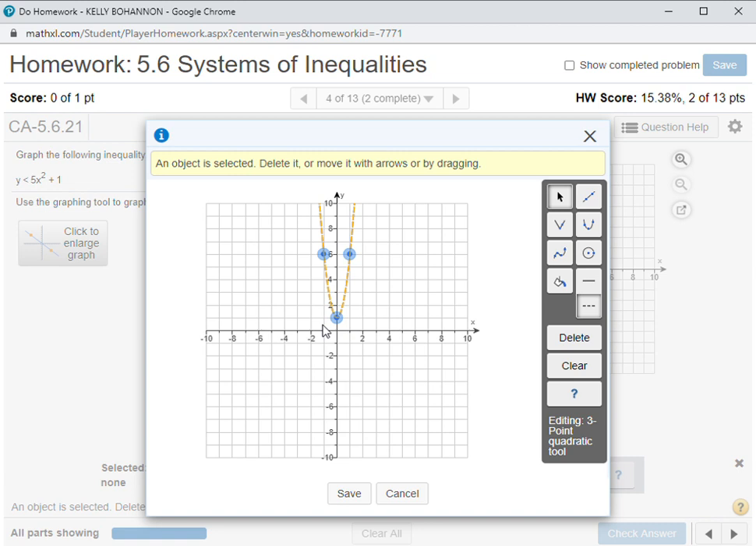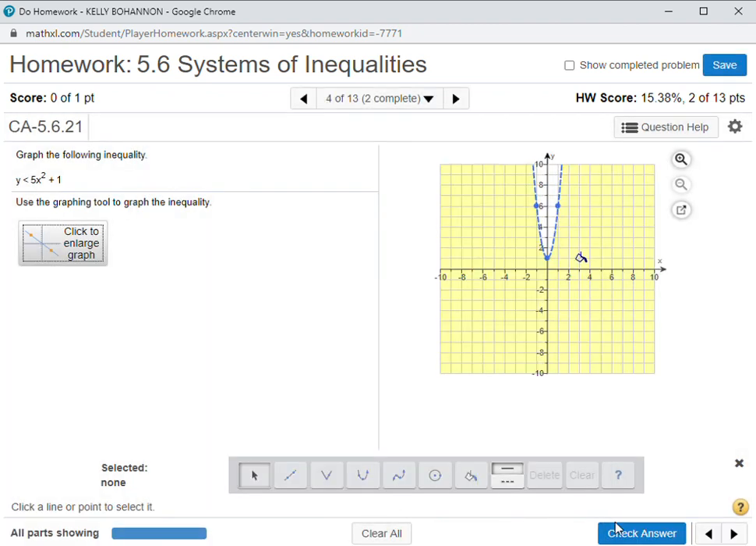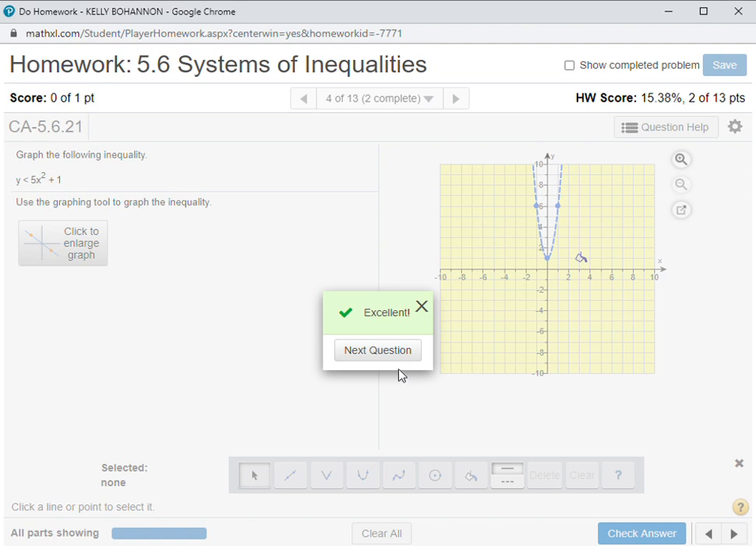Now we have to figure out where we're shading. So again, I'm going to test 0, 0. So I'm going to plug 0 in for y and 0 in for x. So 0 is less than 0 plus 1. 0 is less than 1. For mine, it's 3. Sorry. So yeah, that is true, which means I need to shade towards 0, 0. So in my case, that's outside of the parabola. And then you just hit save and check answer. So that's all this is.